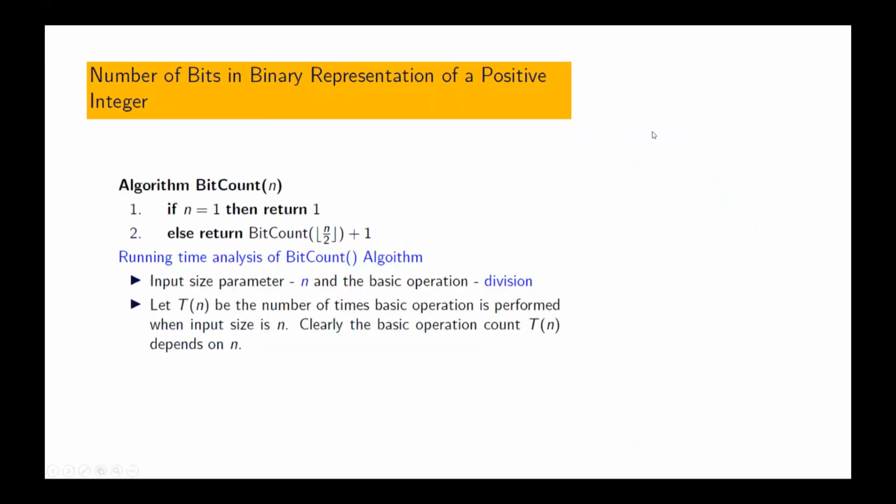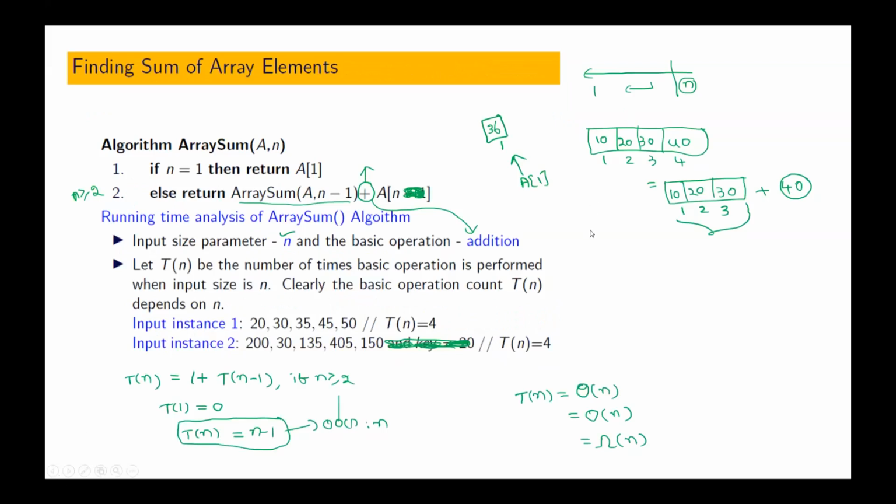Sir, T of n is equal to n minus 1, that I am not clear. The solution to this recurrence you are talking about, sir? Yes, sir, the last part. Okay, one minute, I will simplify it. T of n can be written as T of n minus 1 plus 1. Is that okay? Now, what is T of n minus 1?